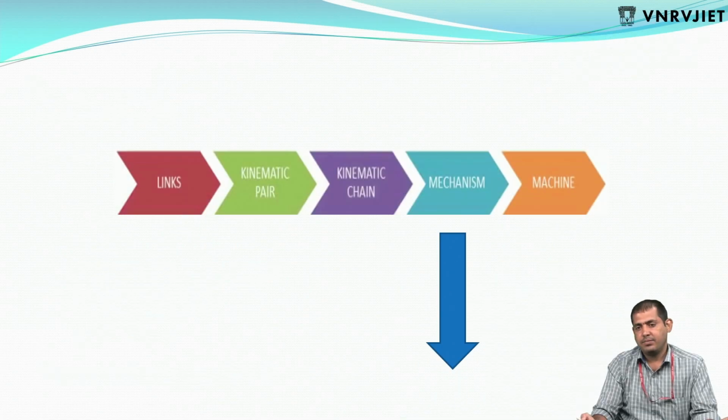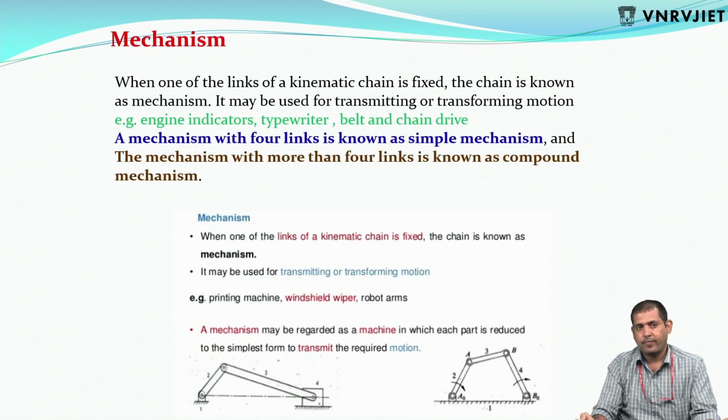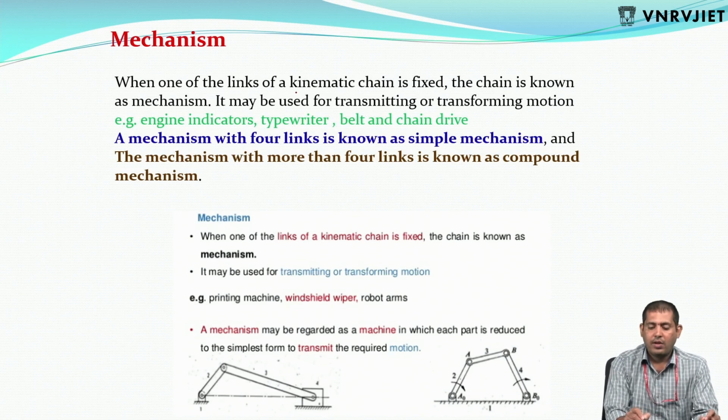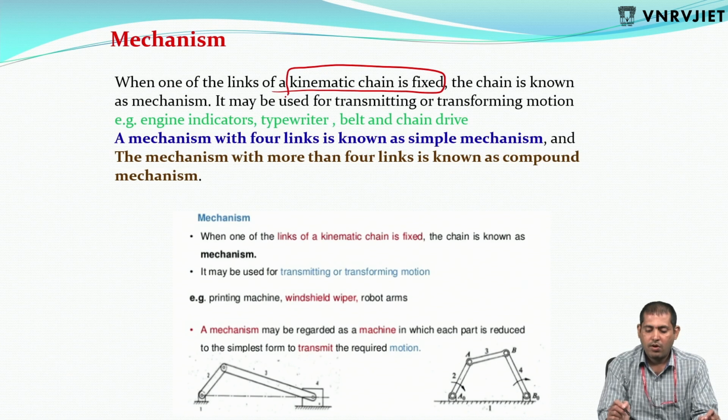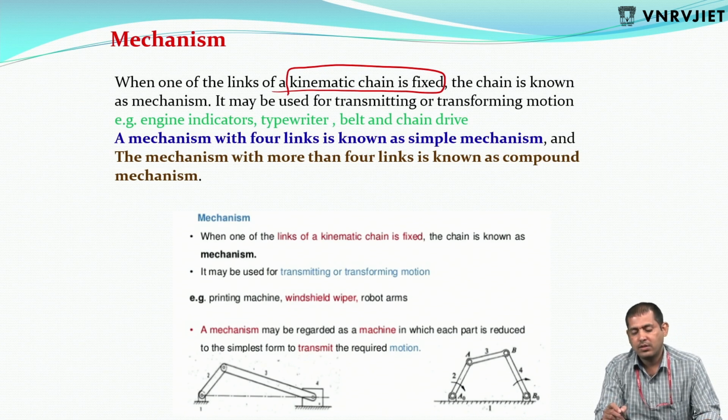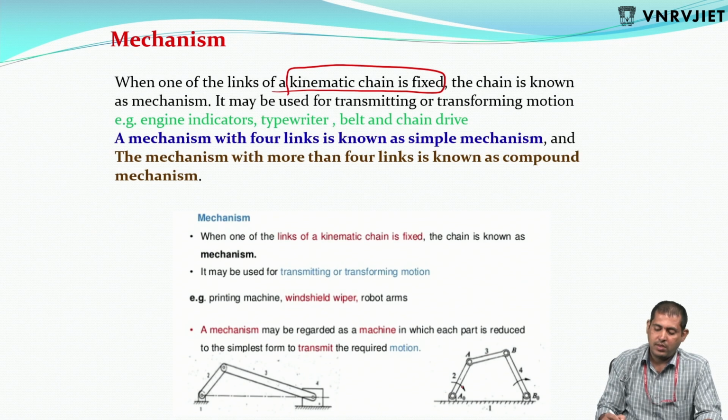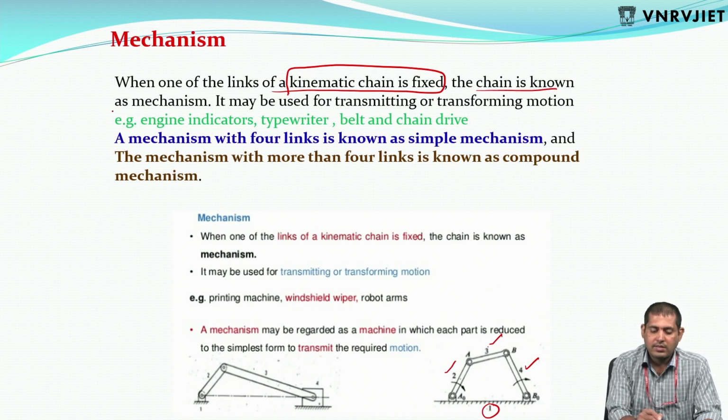Next, mechanism. What is a mechanism? When one of the links in a kinematic chain is fixed, this is called a mechanism. For example, let's say a 4-bar mechanism: link 1, link 2, link 3, link 4, where link 1 is fixed. Then this is called a mechanism.